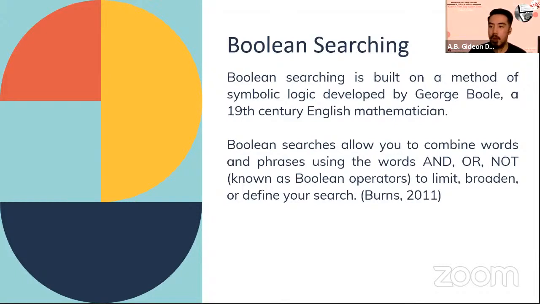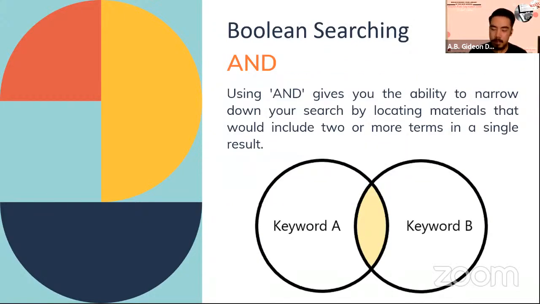So how are we going to use and, or, and not? First, let's take a look at and. Using the and operator gives the search engine the operation to search for both keywords. You input keyword A and keyword B, and the search engine would search all resources in its database that contain both keyword A and B, whether in their title, in their abstract, or as their subject.